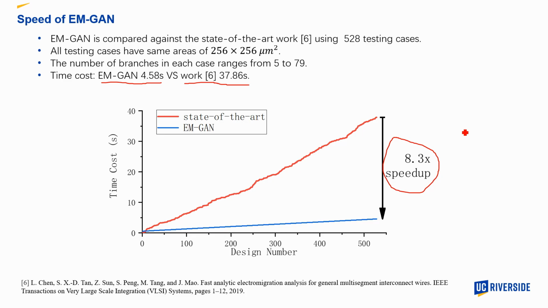But the time it costs to solve each case is determined by the number of branches, which means that it costs much more time when the interconnects get complicated. While this is not the case for the EM-GAN model, because every input is taken as an image with fixed size. So this is actually another advantage of EM-GAN, since the inference speed is always fast, even when the topology gets super complicated with a large number of branches.